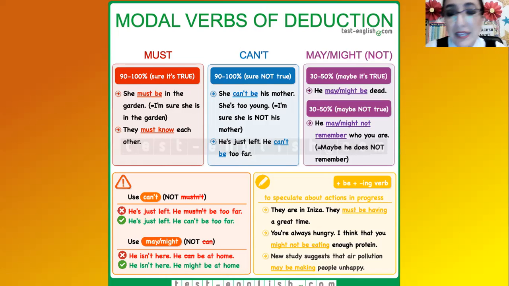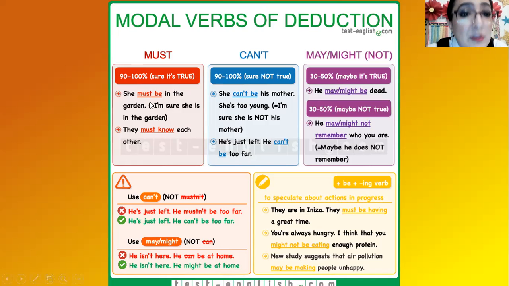Okay, and remember, may and might, or may not, or might not, it's when you are almost sure, okay, 30 to 50 that it could be true, no? He may or he might be dead. Puede estar muerto, pero no sé si sí o si no. Es como 50-50. Puede que viva, puede que muera, ¿no? Or 30 to 50% that maybe it is not true. He may or he might not remember who you are. Maybe he does not remember. Maybe he does remember. Oh, él no puede recordar quién eres, no podría recordar quién eres. A lo mejor y sí, a lo mejor y no. Es como de un 30-50 de posibilidad.